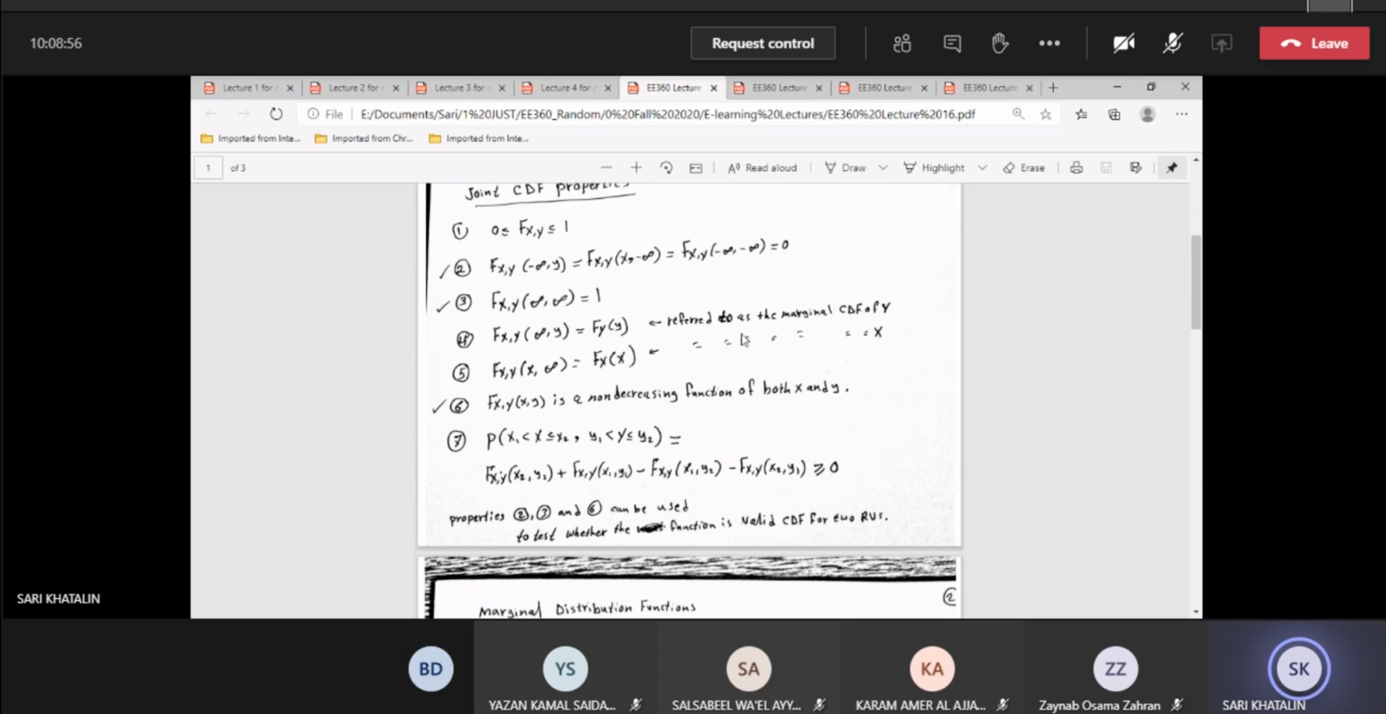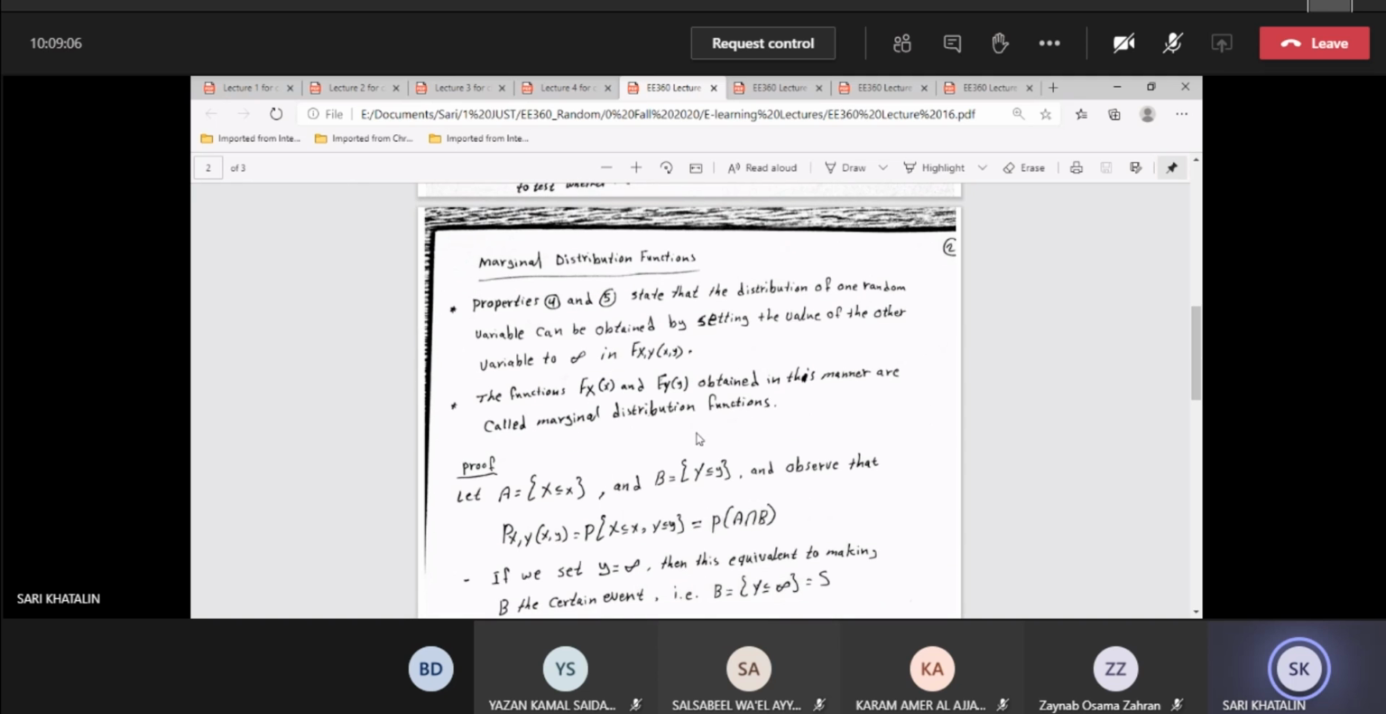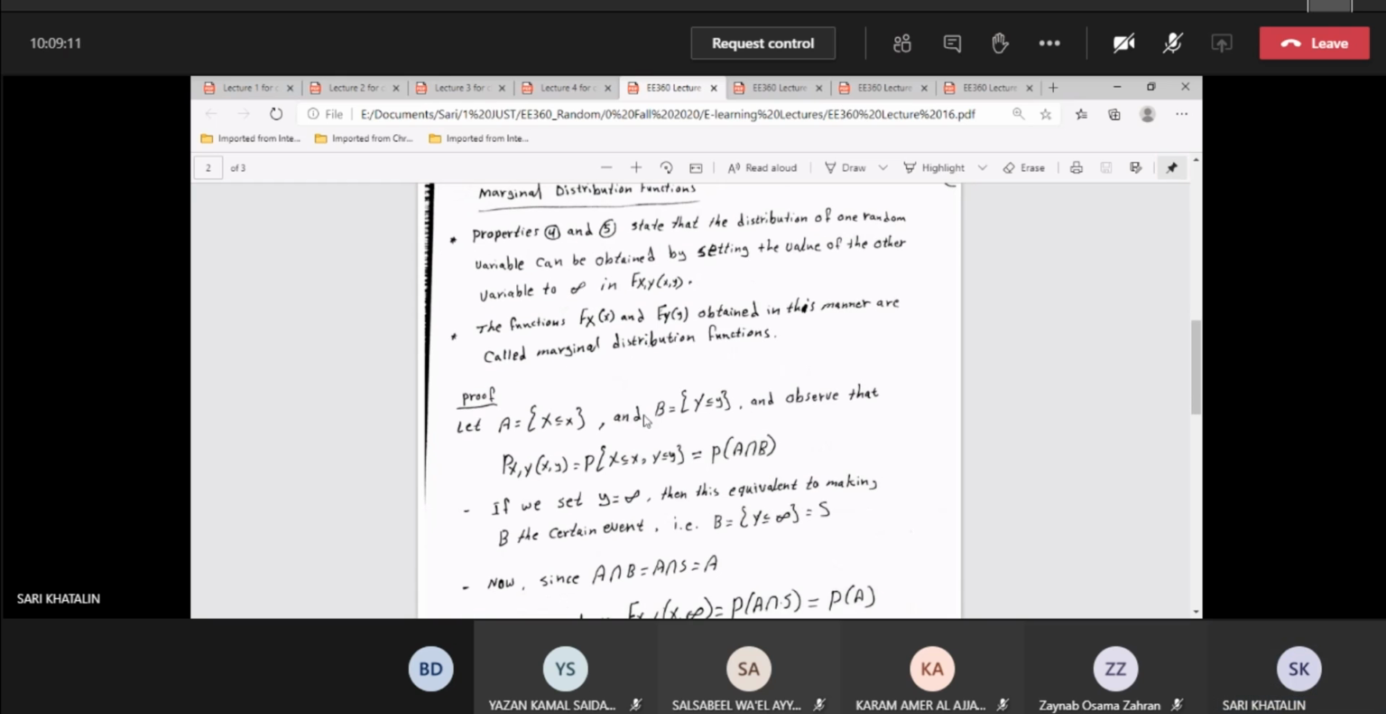Okay, like we just said, in properties 4 and 5, we talked about the marginal CDF. Let's prove that. Let's see if this is really valid. If we assume that we have two events, A and B, where A is the random variable X less or equal to value x, and B is the random variable Y less or equal to a specific value y.